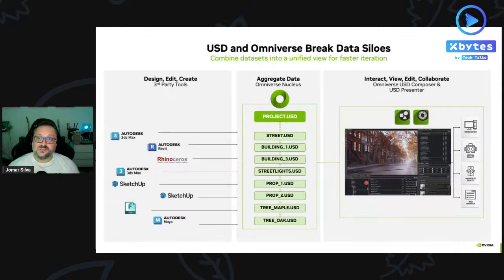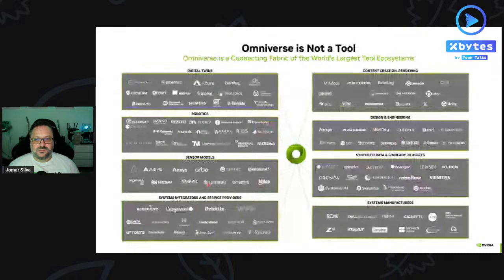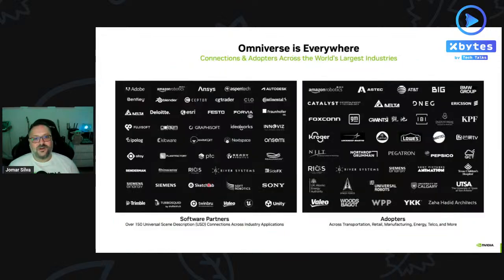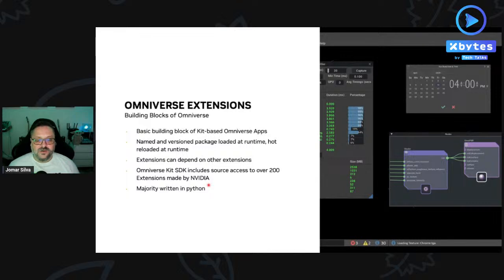Basically on Omniverse, when you have an image like this, this image is based on different assets that are like layers, and each of those assets was created with a different tool. So without Omniverse, without USD, it would be really hard to integrate everything in a single experience. Omniverse is not a tool, it's a fabric with a huge ecosystem of tools. This slide is outdated because it's really hard to keep it updated, but it gives you a very good idea. Here are some of the software partners and the early adopters of Omniverse.